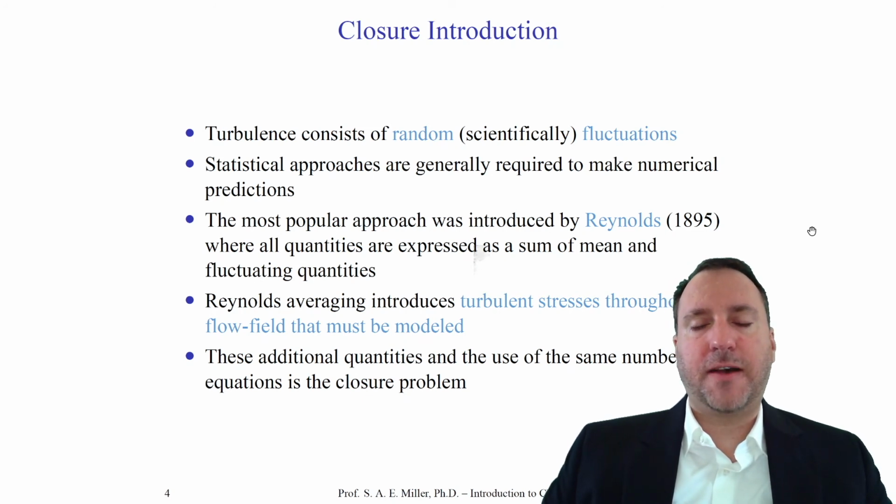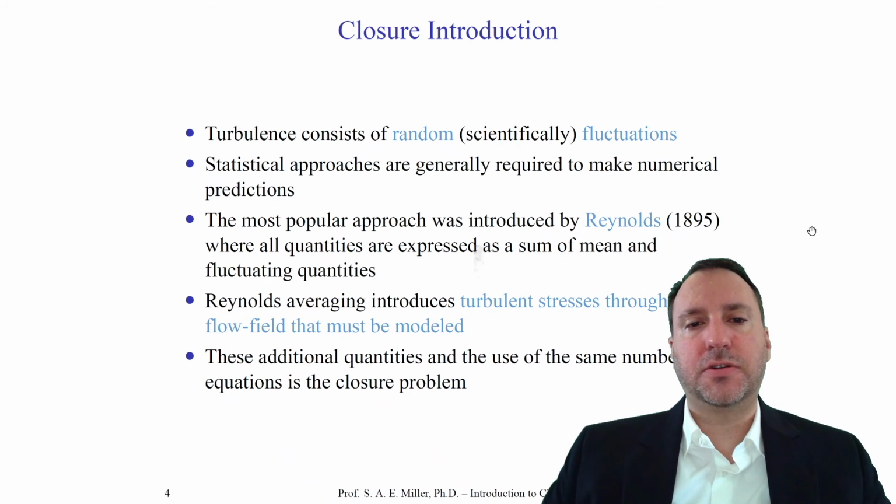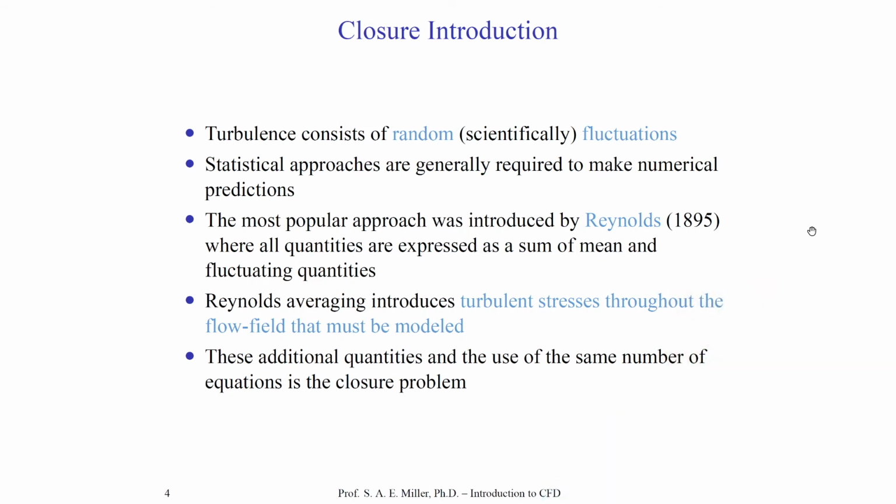Unfortunately, as you'll see in the mathematical part of this class, it introduces additional variables. And then, of course, we have more variables and unknowns, which represents the closure problem. In particular, the Reynolds averaging process introduces turbulence stresses throughout the flow field, and these must be modeled. This is very difficult in itself, and is the subject of many people's careers. Now, these additional quantities and their use hopefully will result in the same number of equations, which would result in, of course, the success of the closure problem.